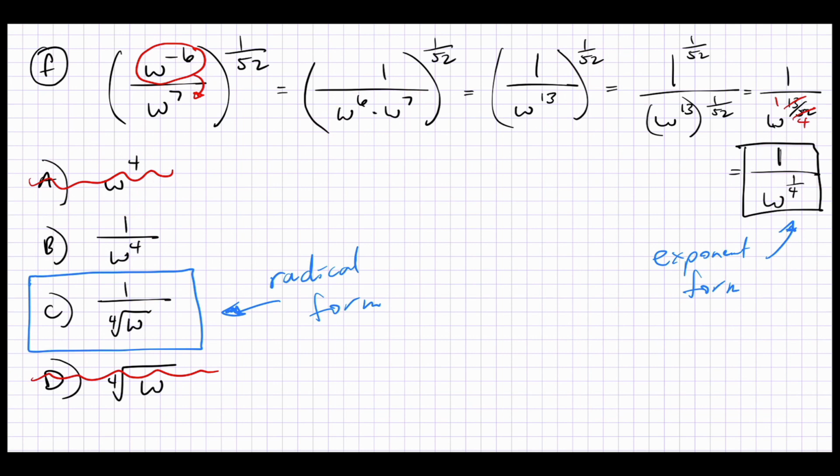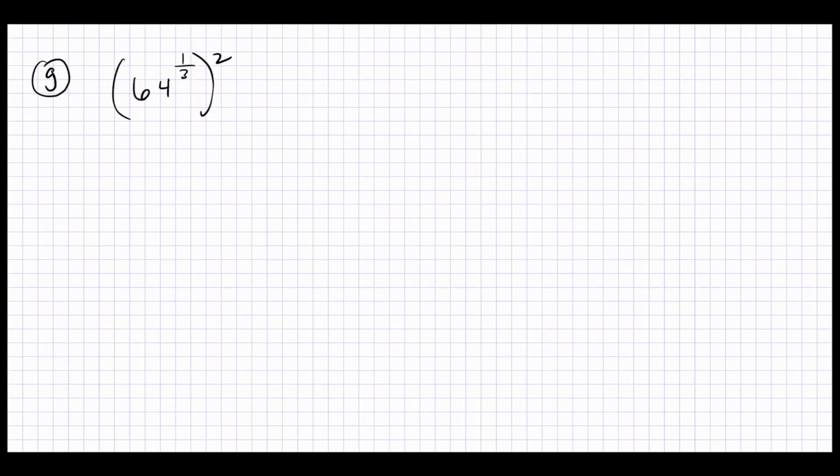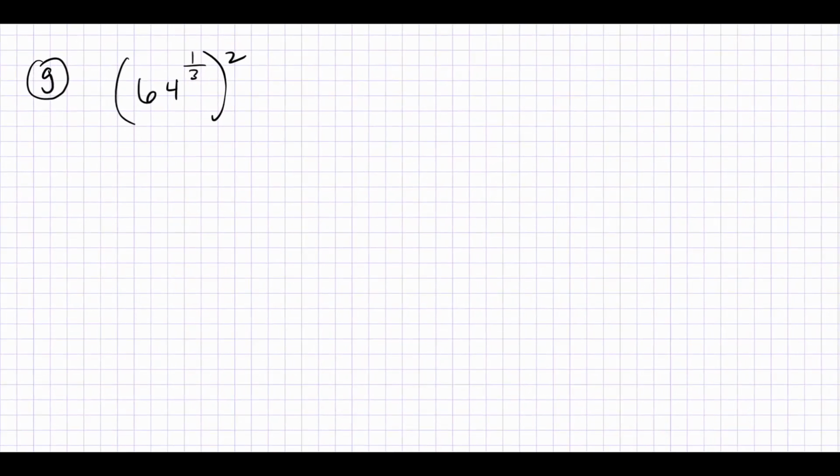All right, one more, we're done. So I'm going to give you one with a number. Instead of W's and X's and Y's and A's and B's, I'm going to give you one with a number, 64 now. 64 to the 1/3 power squared. Simplify that as far as you can.